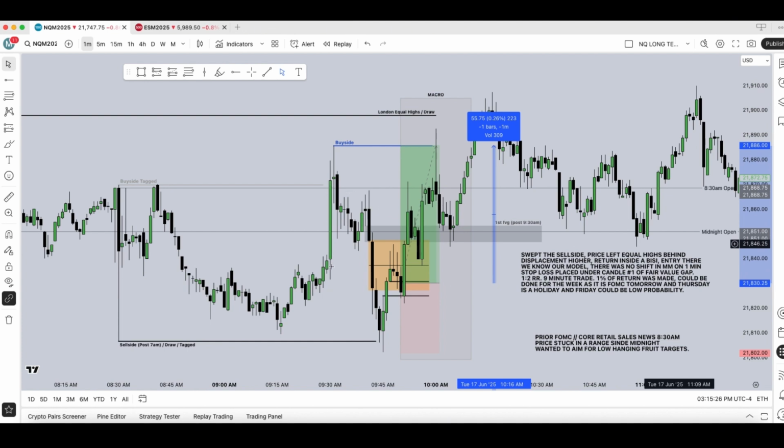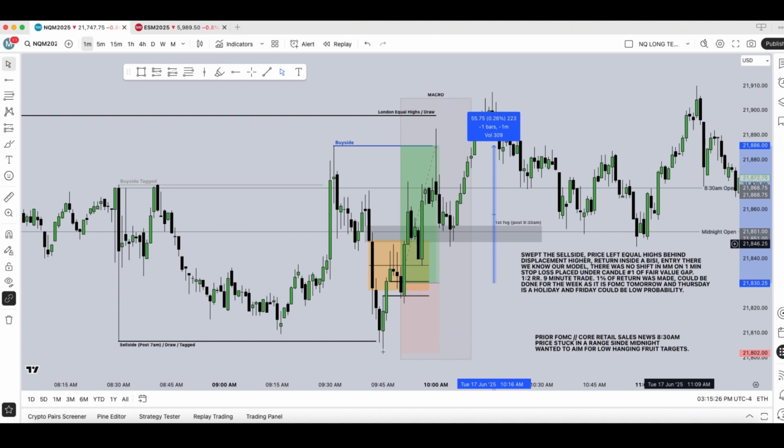What did we do? 930 open, we expanded higher, swept the minor buy side. Notice how we fell short of the London highs here, and then the price quickly expanded lower into the sell side. At this point, because we swept the sell side, and because the price is in a deep discount, and because we left relative equal highs behind, you want to look for longs only.